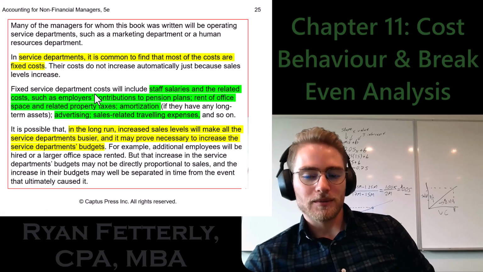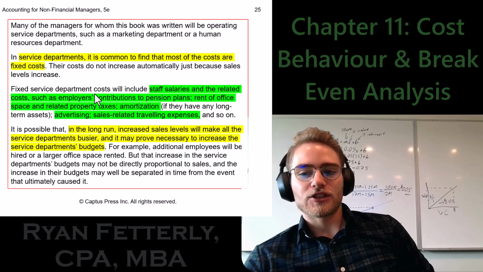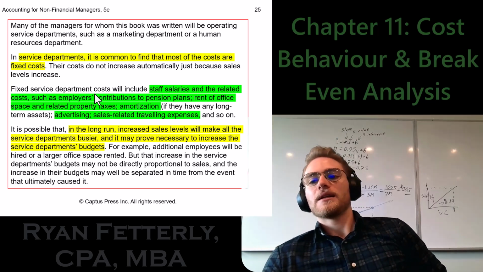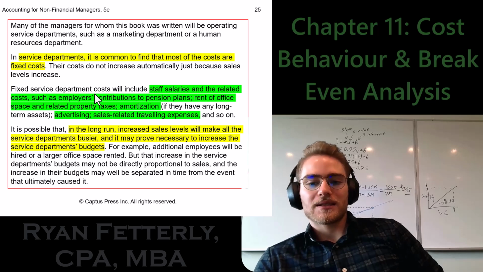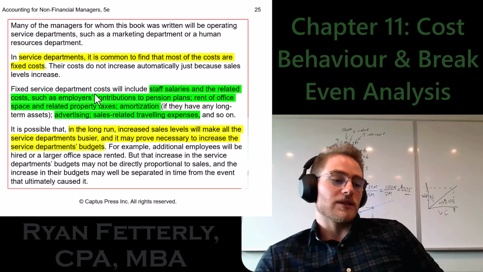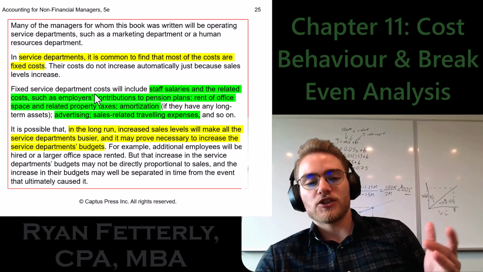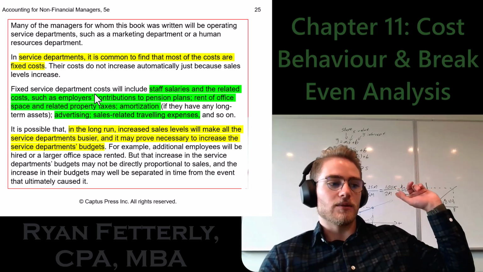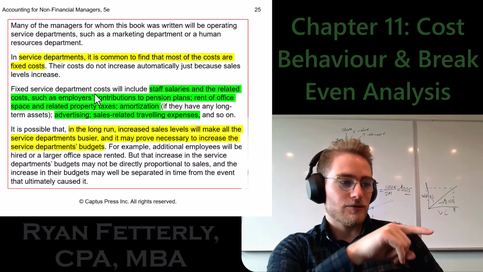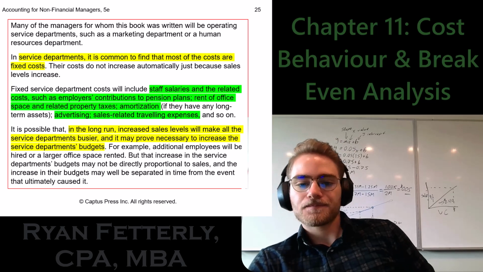But at the end of the day, many of the managers whom this book was written for will be operating service departments, right? Such as a marketing department or human resource department. So in service departments, it's common to find that most costs are fixed costs, and their costs do not increase automatically because sales levels increase. Generally speaking, if you're operating an HR department, all your costs are going to be fixed. You don't have to deal with this, right? Your cost line is just going to be flat, no matter what sales does. Your fixed cost remains the same.